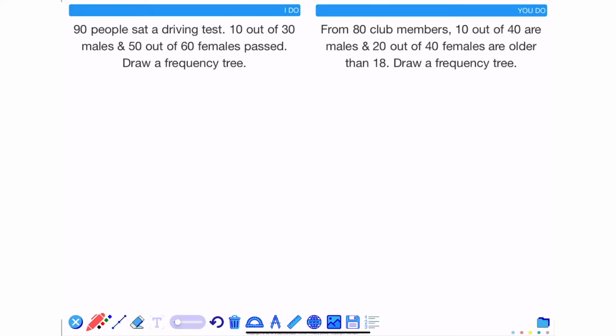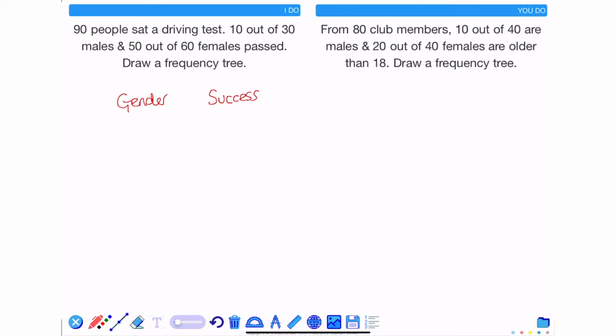In this video, we're going to be looking at how we can draw a frequency tree. A frequency tree shows the actual frequency of different events. My events in this case are those people that sat a driving test, and in the first event, the gender of who sat the test, and the second event being whether they were successful or not.